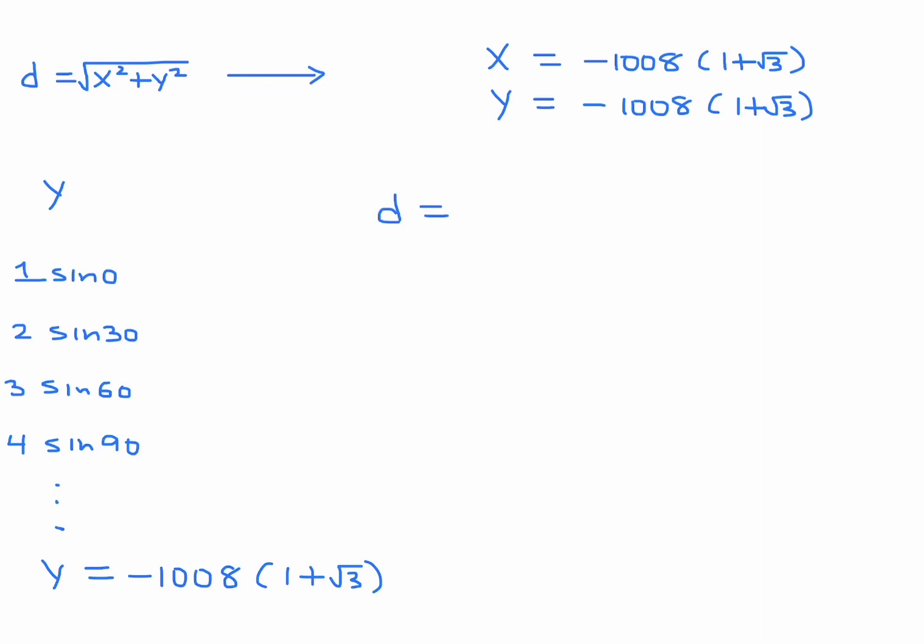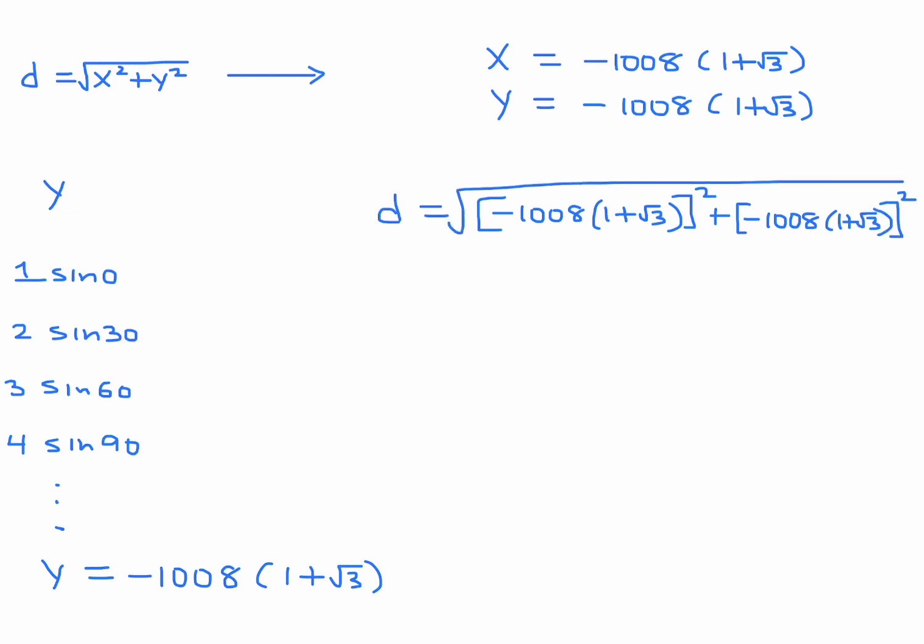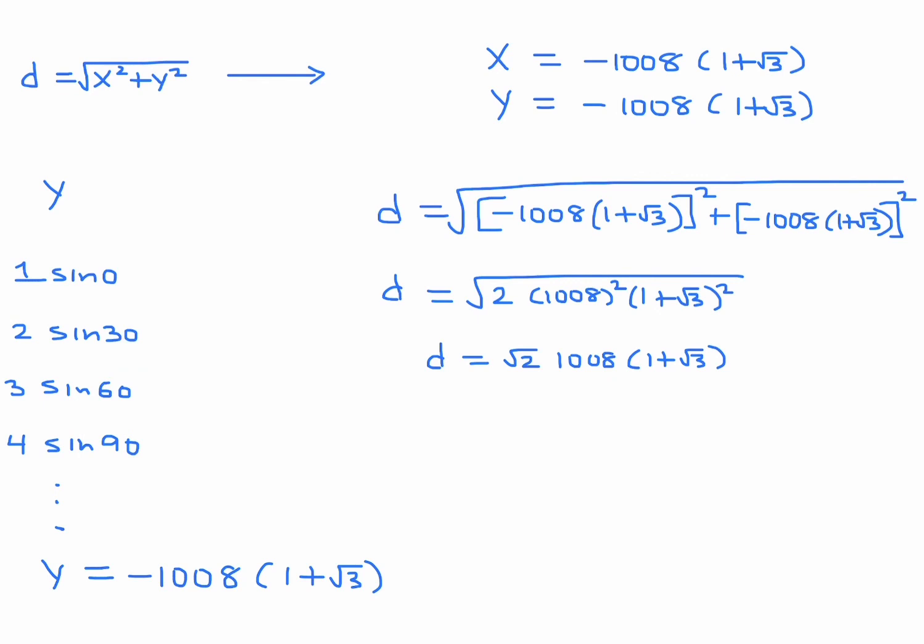So plug that in, x squared plus y squared, and we get minus 1008 times (1 plus root 3), all of this squared, plus y squared, which is again 1008 times (1 plus root 3), all squared. And this is all under the square root sign. So these are identical, so it just becomes 2 times 1008 squared times (1 plus root 3) squared, all under the square root sign. So that becomes root 2 times 1008 times (1 plus root 3).